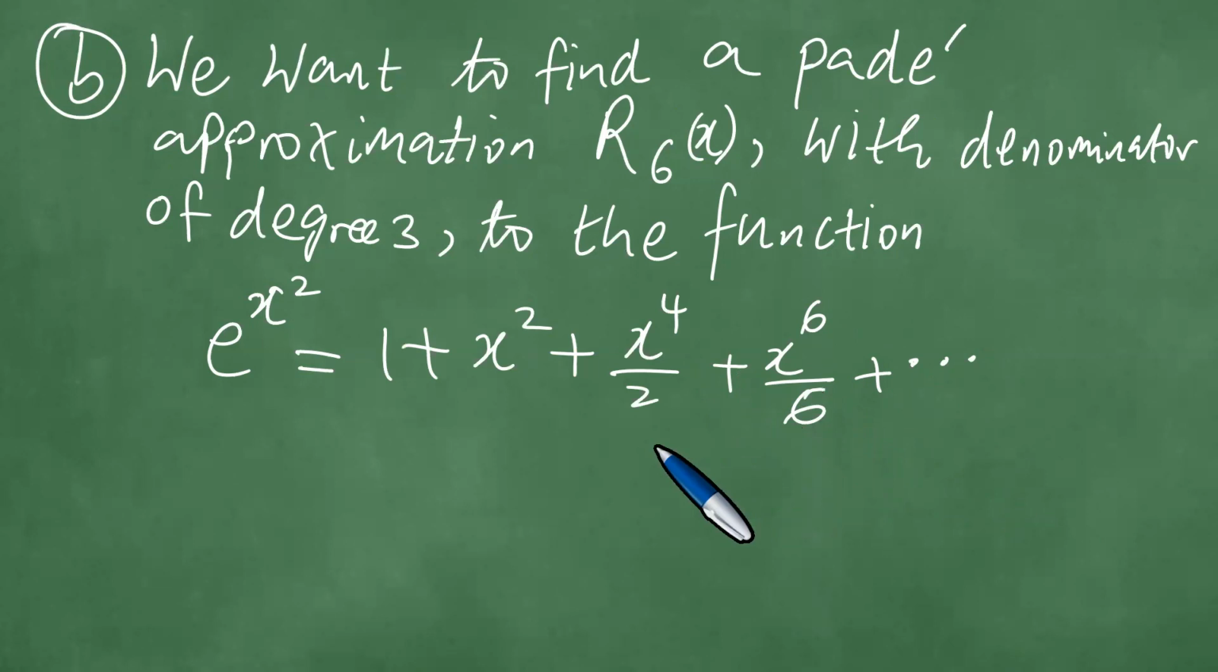Right, we want to find a Padé approximation of degree 6, with the denominator of degree 3. So the denominator is of degree 3, which means the numerator is going to be of degree 3, because if you add the degrees of the numerator and denominator, you get the degree of the rational function.